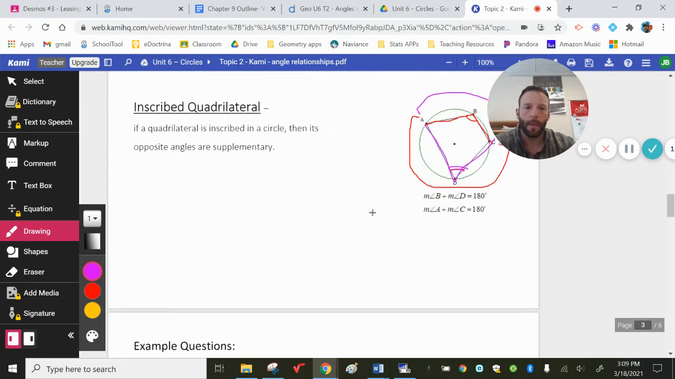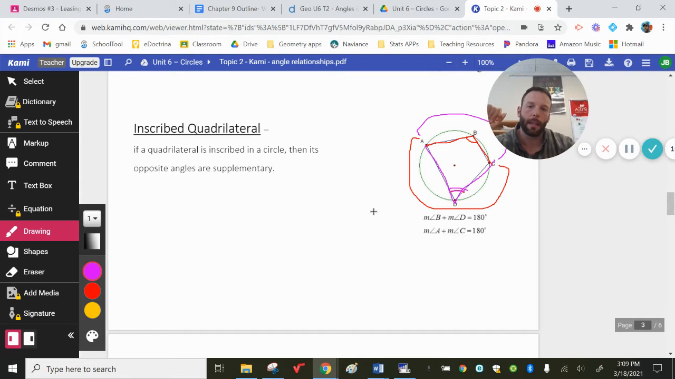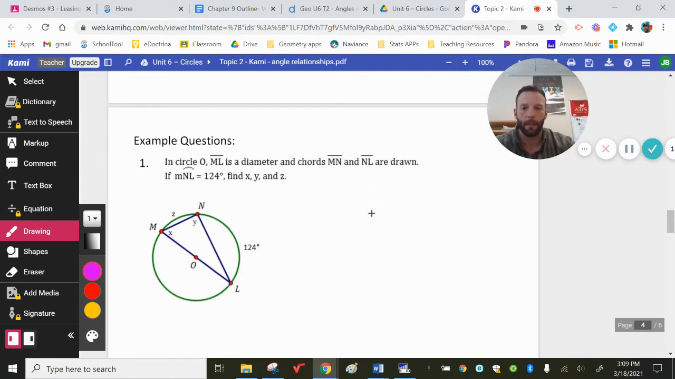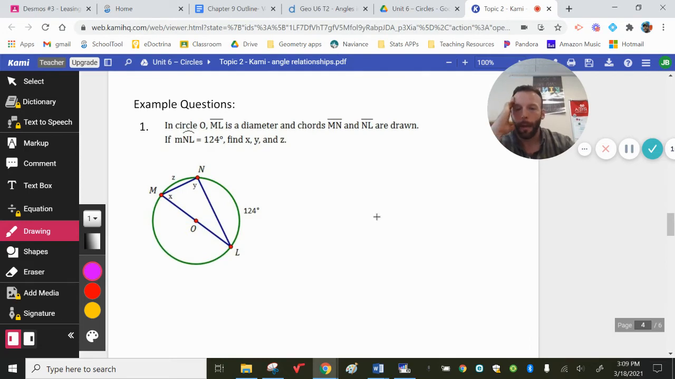Okay, so now we're ready to look at some questions and see what happens when it's not one of these other special kinds of angles. Starting off relatively simple here, it says circle O, and segment ML is a diameter, and chords MN and NL are drawn. So that's describing what the picture is. And they give you one piece of information: if the measure of arc NL is 124 degrees, then let's find these other things.